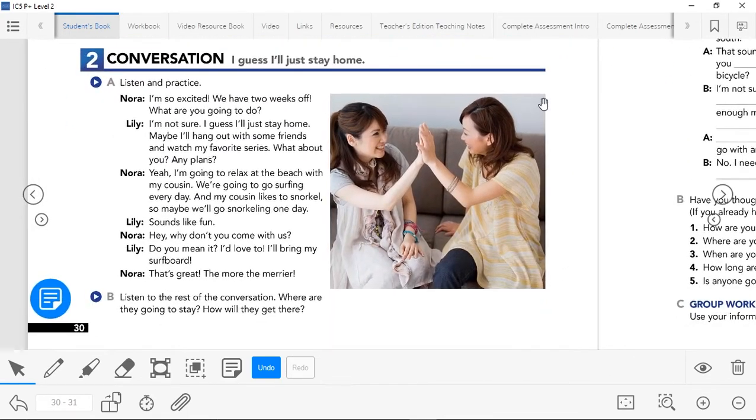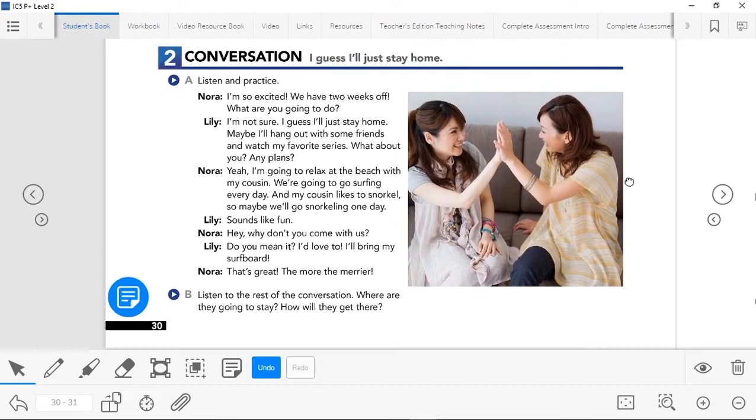Here we have a conversation. I guess I'll just stay home. Now, let's listen to both parts and answer the second part, part B. Where are they going to stay and how will they get there? Something to pay close attention to here is how sometimes they are using going to for the future, but sometimes they are using will for the future. This is something that we're going to be talking about today in grammar. So let's pay close attention to how they are using this grammar. And then we're going to be checking on the grammar, okay? But for now, let's listen to part A and part B and answer the questions of part B. Where are they going to stay and how will they get there? Okay? So let's listen.